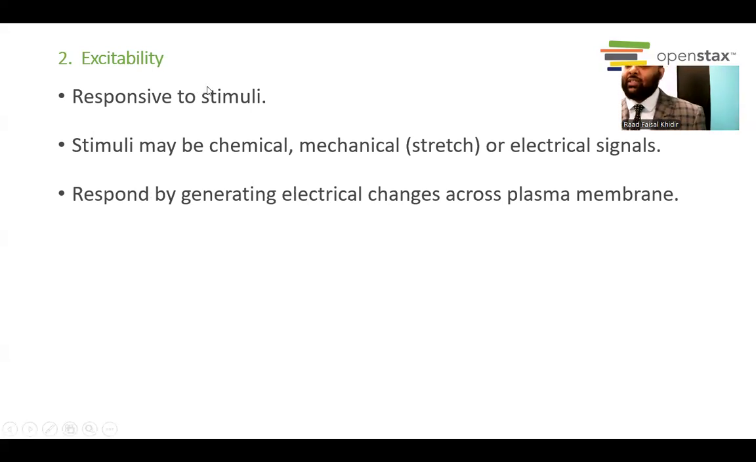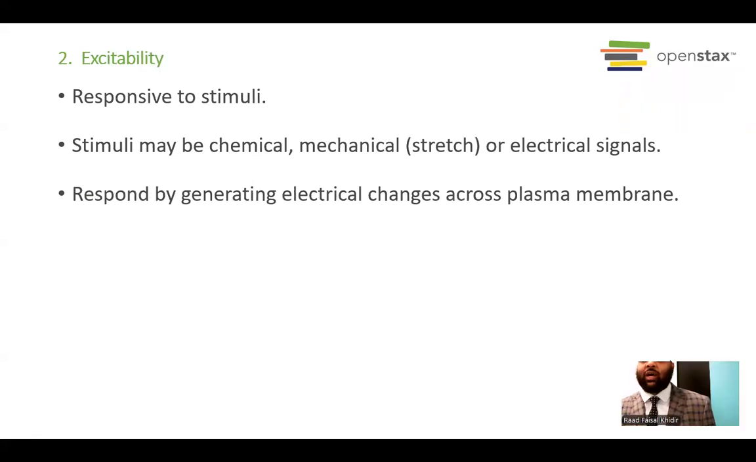And then excitability. The excitability is the ability to respond to stimuli. So the stimuli may be a chemical stimuli, maybe a mechanical stimuli, or an electrical stimuli. Remember, our muscles contract. Sometimes if you touch a hot stove or they put ice on your back, you contract. So that's an example of a stimuli. That's hyperthermia, that's hypothermia, that's cold weather, that's really hot weather.